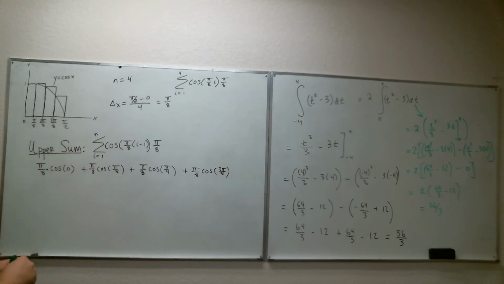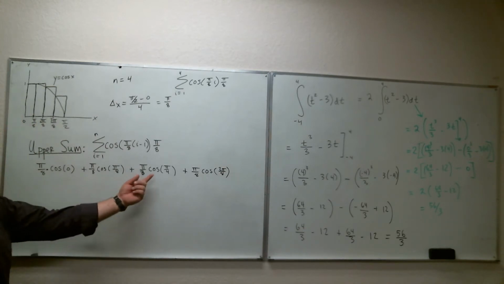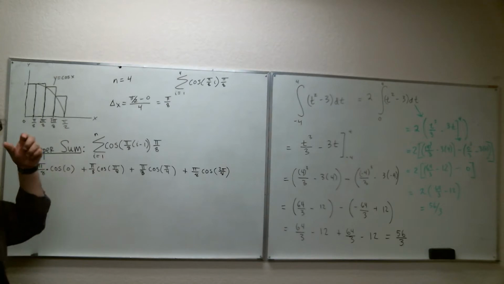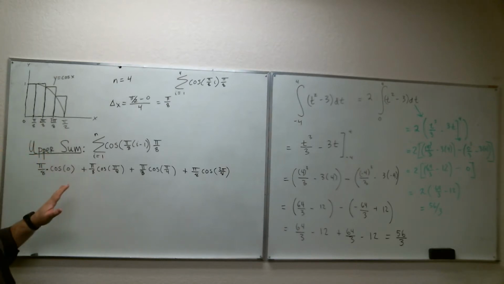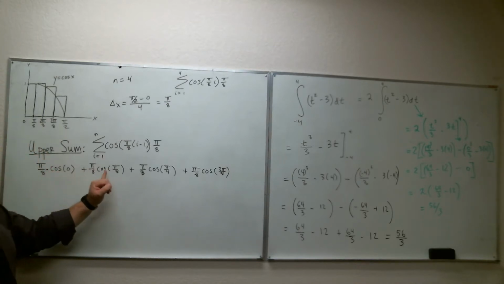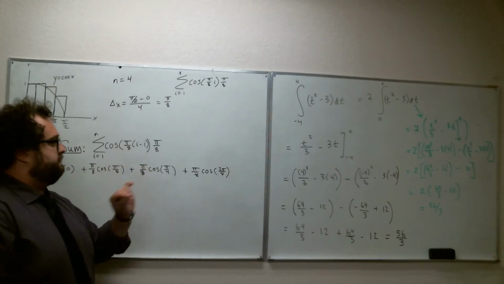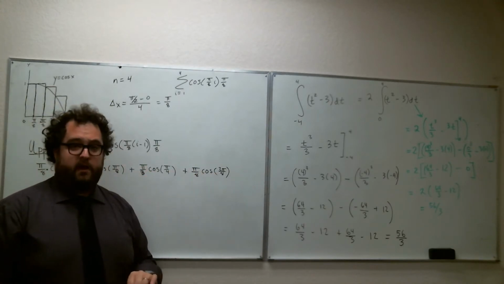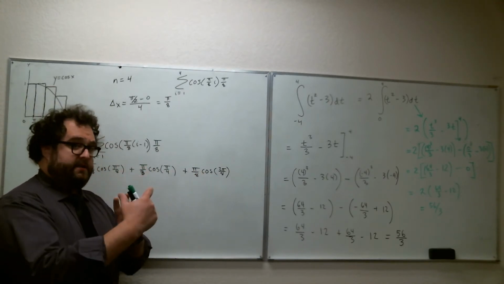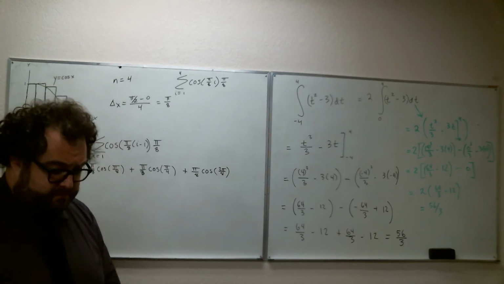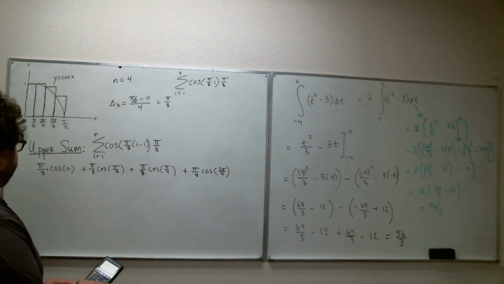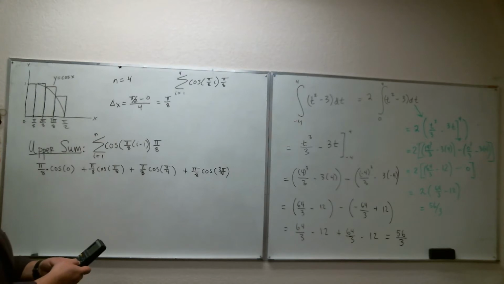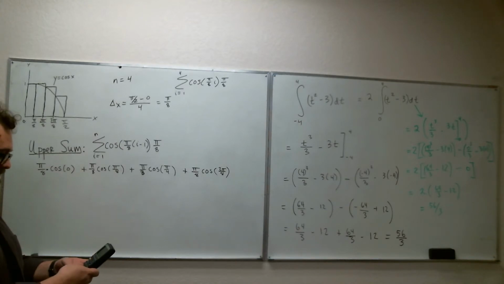Okay? If you wanted to be real fancy, you could factor out all the pi over 8s and then simply add up cosine of 0 plus cosine of pi over 8 plus cosine of pi over 4 plus cosine of 3 pi over 8, and then get that answer and multiply by pi over 8. So let's just verify real quick with the calculator what is going on here. I'm going to factor out all the pi over 8s. So I'm going to factor out pi divided by 8.